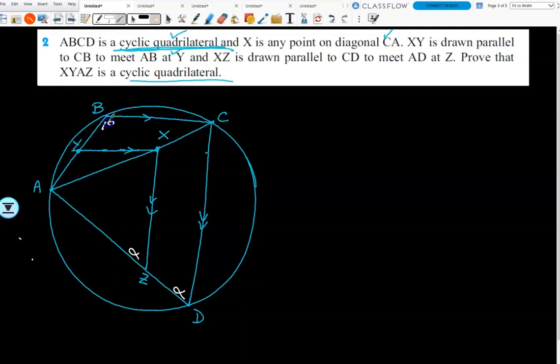180 minus alpha. I've got parallel lines. So what's this angle? Why? Because it's corresponding. And, hello, these diagonals add up to be 180. Therefore, what do they call it? Yeah, X, Y, A, Z is a cyclic quad.